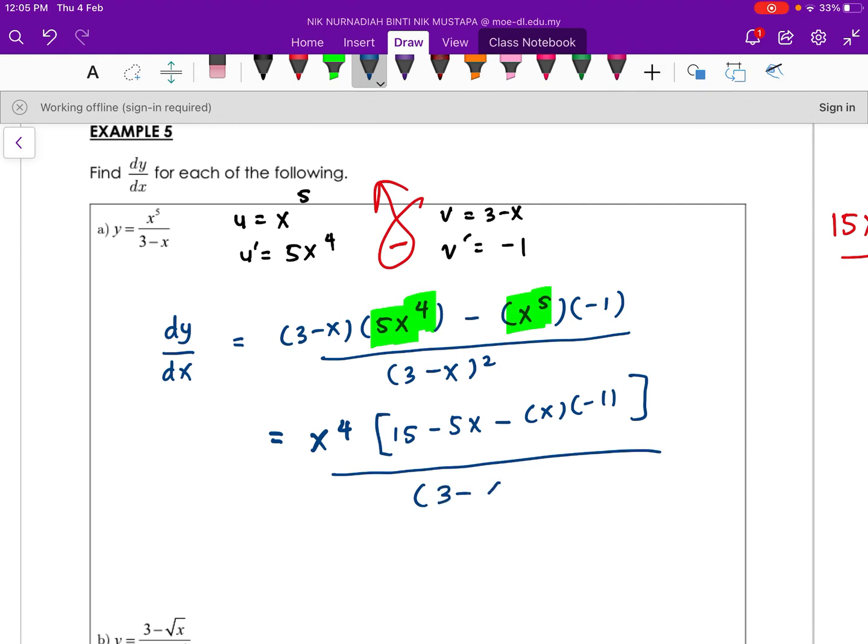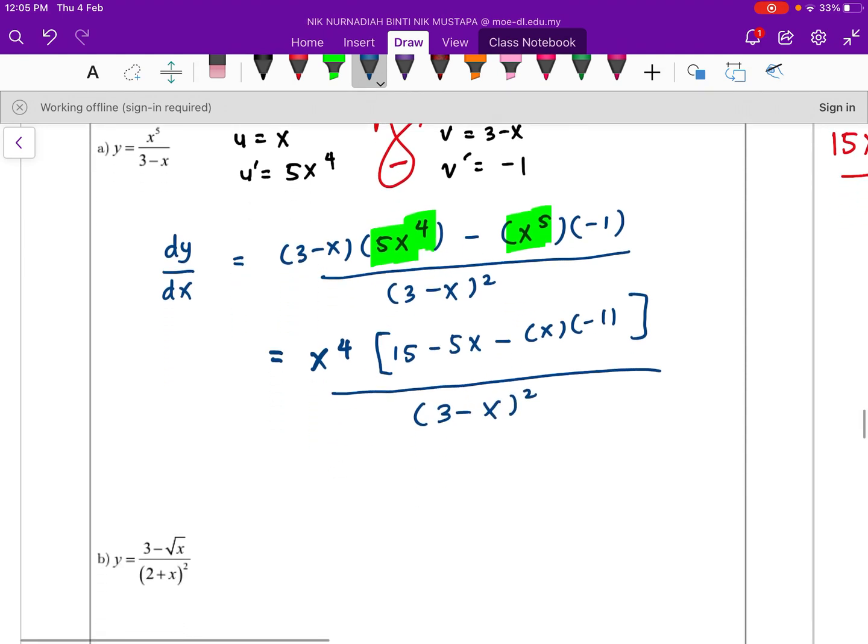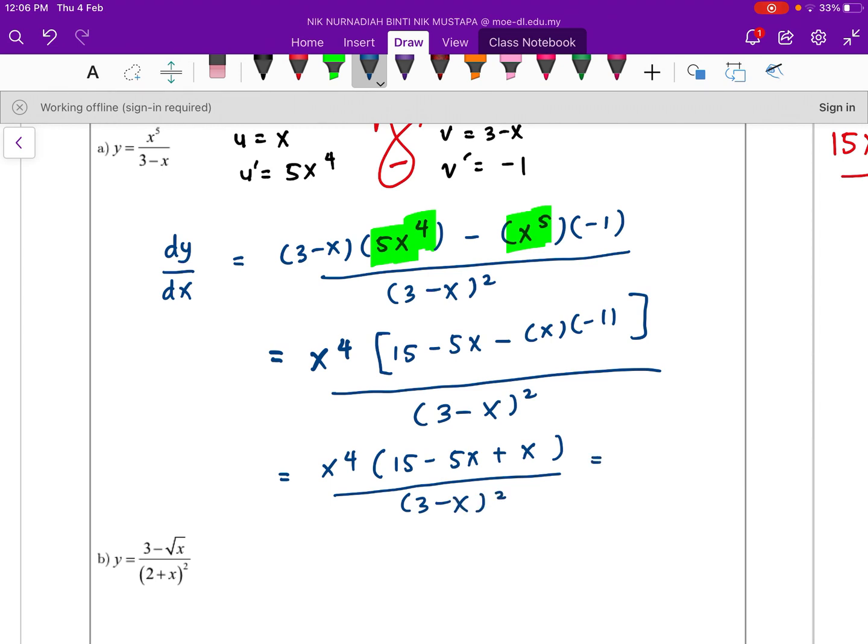The key is be careful and be patient. Okay, be patient. Okay, when we cantikkan dia, dia akan jadi 15 tolak 5x tambah x over 3 minus x square. So, x to the power of 4, 15 minus 4x over 3 minus x square. That's the answer. Okay, the key is you must be very patient. Okay, be very, very patient.